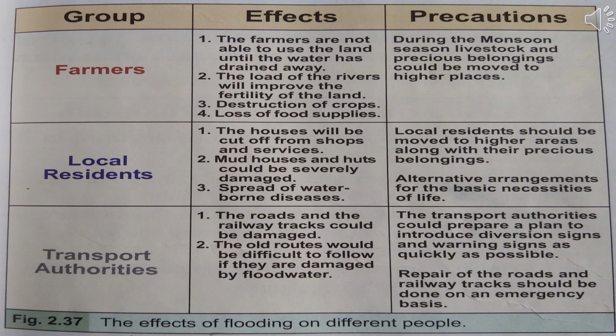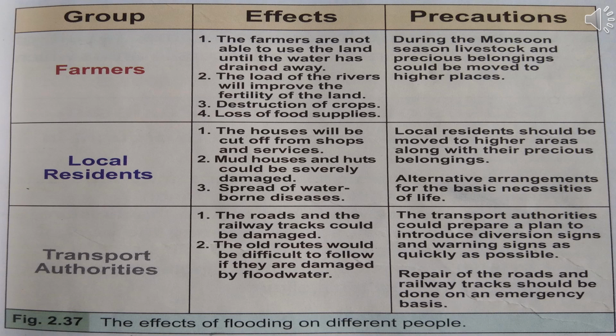And now they would not be able to use their land unless the water recedes, unless the water is drained away, which is not going to happen very soon, because there is usually a huge amount of water as a result of river flood.